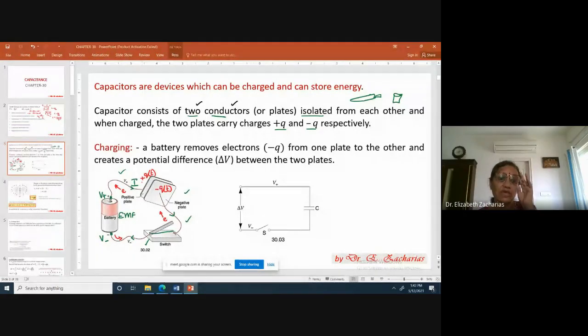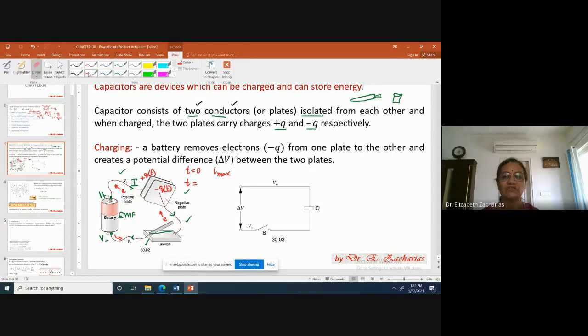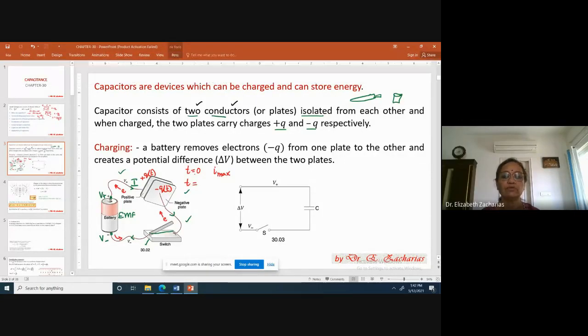So what happens is initially at time t equal to 0, the current will be a maximum. It is easy at that time because both are neutral. But then at t equal to, let me call it infinity, that is when the charging is completed. Actually, if you study, you will find that there is something called tau equal to RC. That is the time constant. After that, the current will tend to 0. The current will become 0. This is after charging, when the charging is completed.